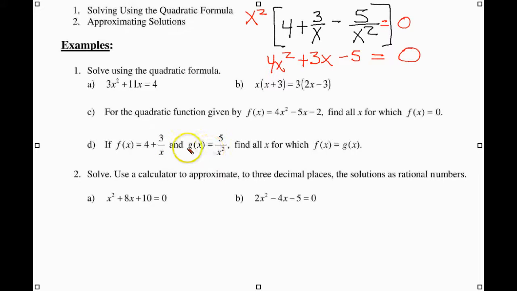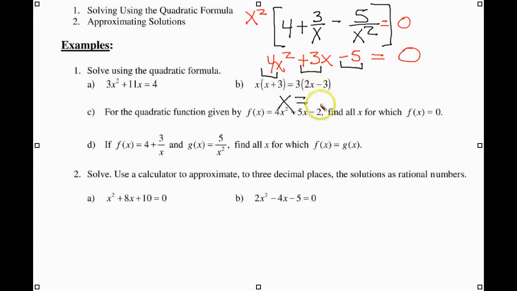So even though it looked a little daunting in the beginning, we now have it in standard form of the quadratic equation. This on the other side became a negative, and we have it in standard form. So what is our A term? A 4. Our B term? A 3. Our C term? A negative 5. So now we put it in the quadratic formula.